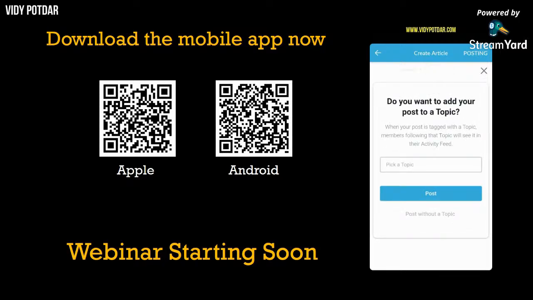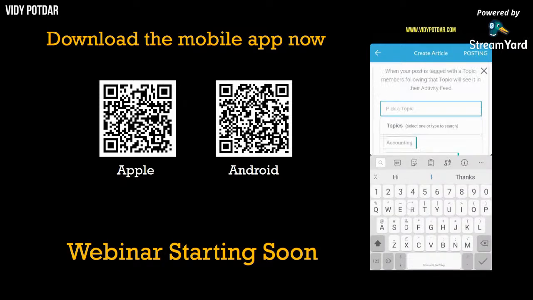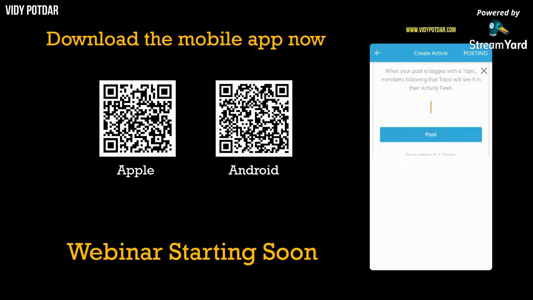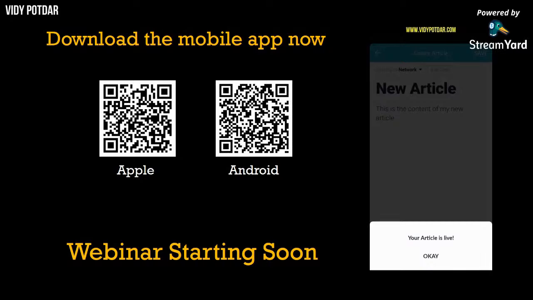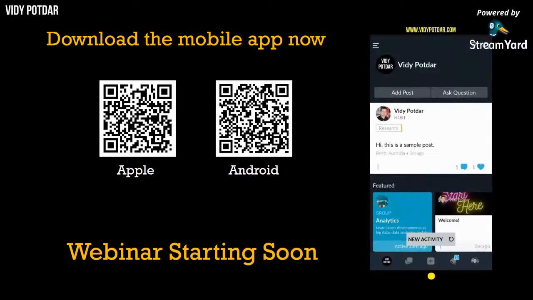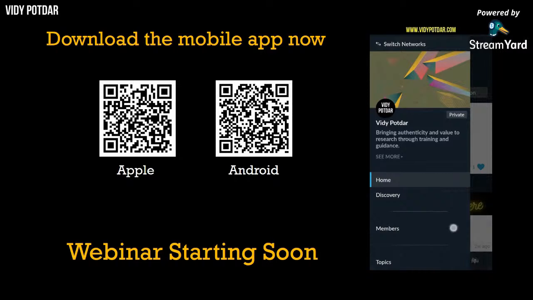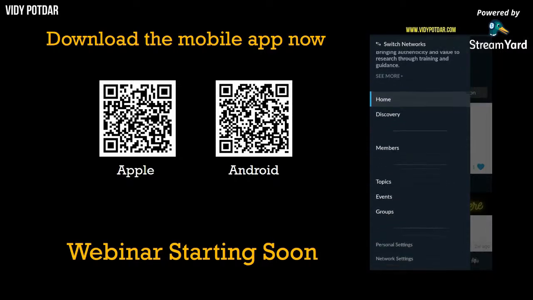Again, it will ask you to pick a topic. You can say research or any other topic that is relevant. It will say your article is live. Up at the top, you can see these three lines. This gives you the option to discovery, members, topics, groups, events, and settings.